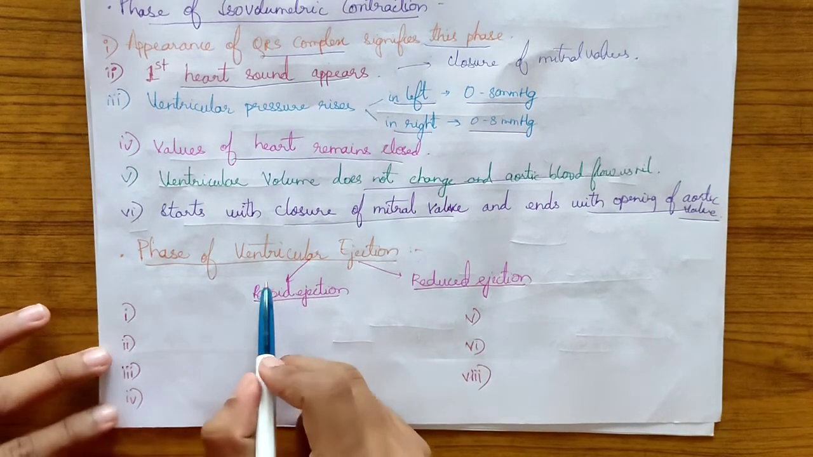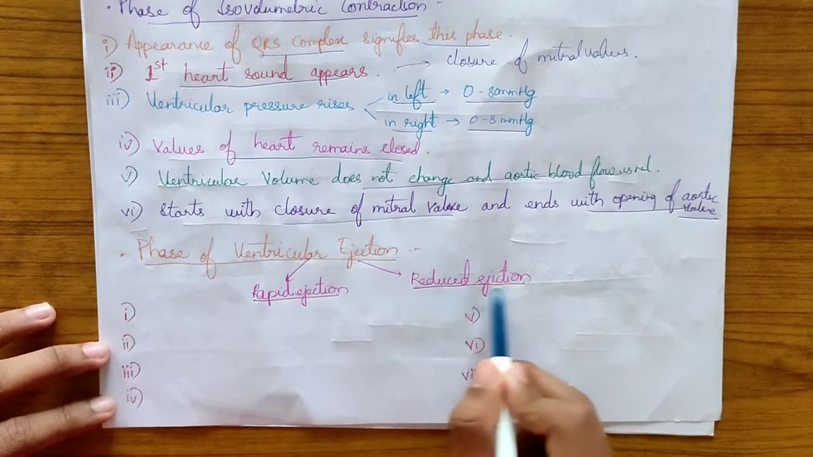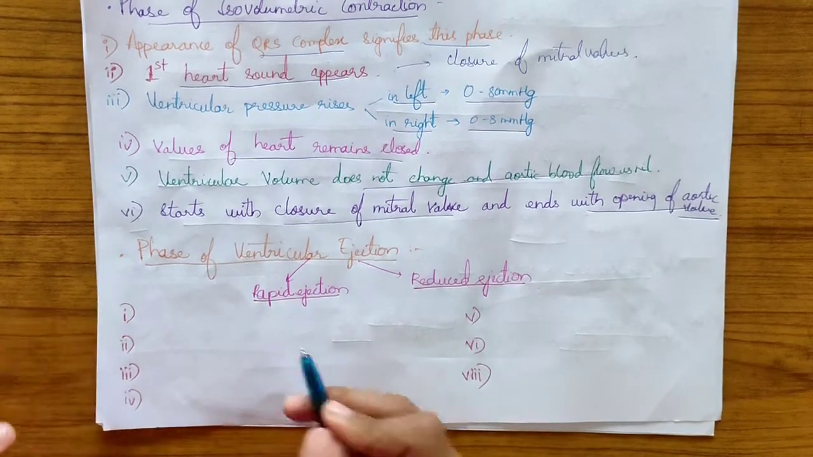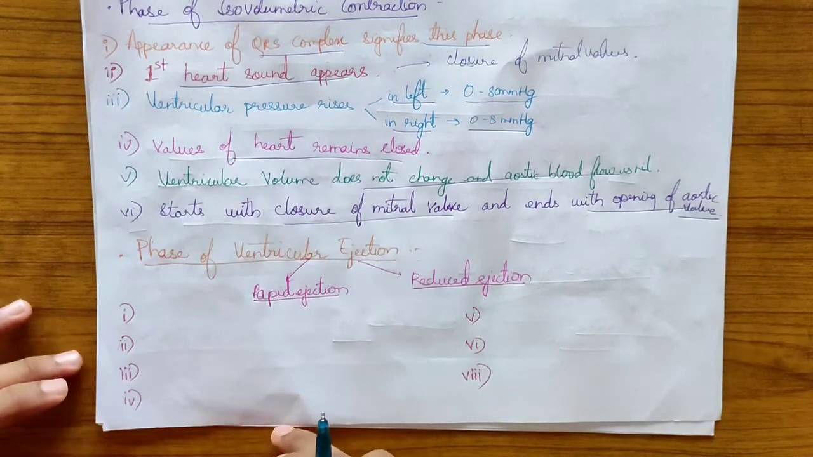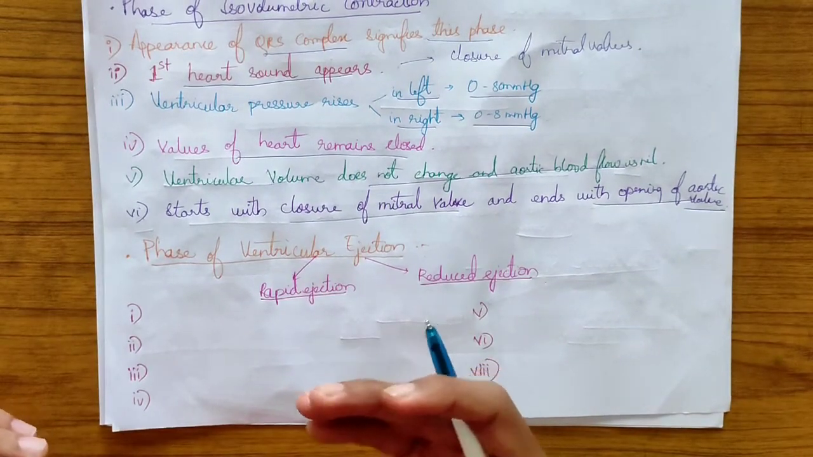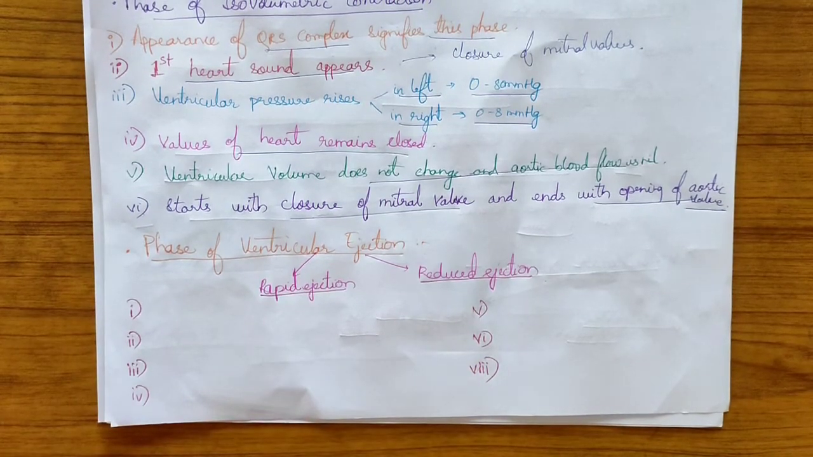So now the phase of ventricular ejection. It is of two types, rapid ejection and reduced ejection. Rapid ejection comes first and the reduced ejection comes later. We'll write the steps of the rapid ejection just by understanding it, not by rote. So what can happen in the rapid ejection phase?